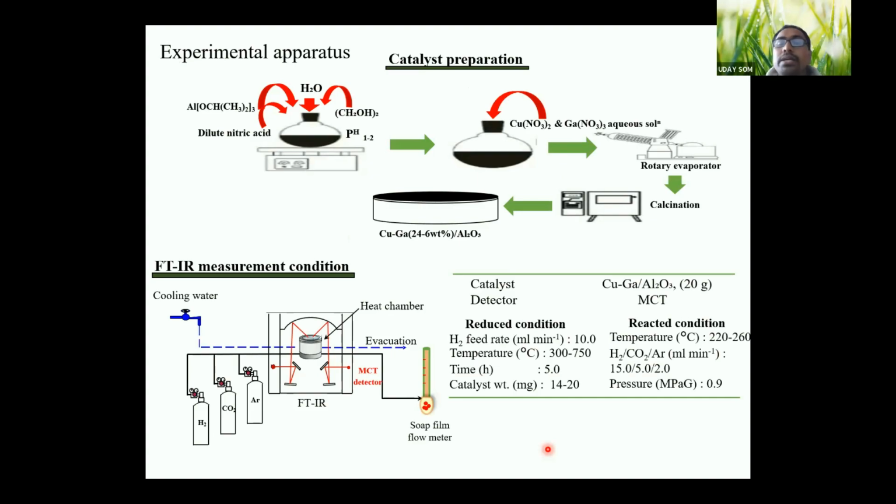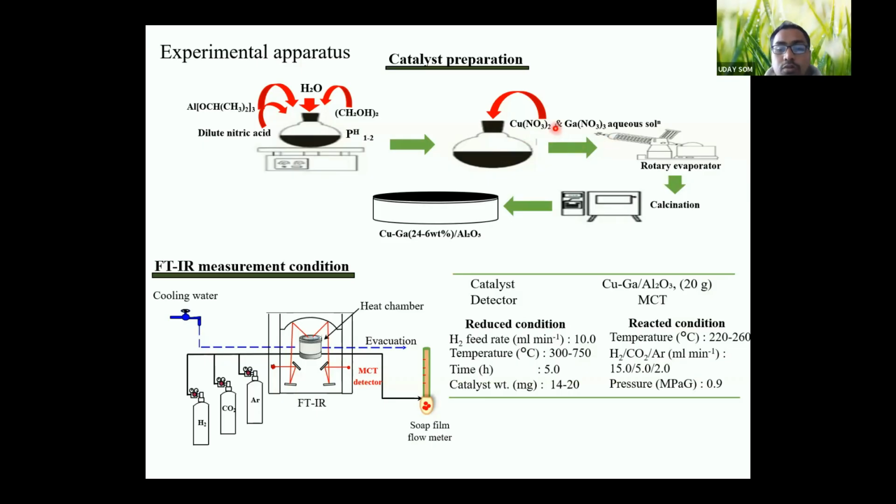Firstly, the copper gallium aluminum oxide catalyst was prepared by the consecutive sol-gel method. Firstly, 1000 ml of hot water was taken and AIP, aluminum isopropoxide, was added. After that, ethylene glycol and diluted nitric acid were added. The pH of the solution is maintained around 1 to 2. After that, the aqueous solutions of copper and gallium nitrate are added and we get the boehmite sol.